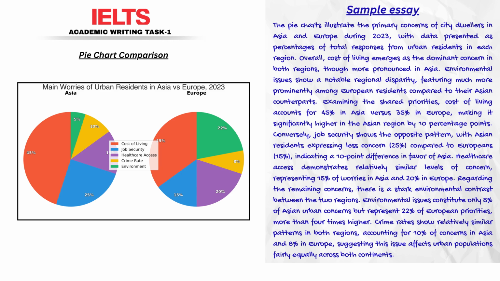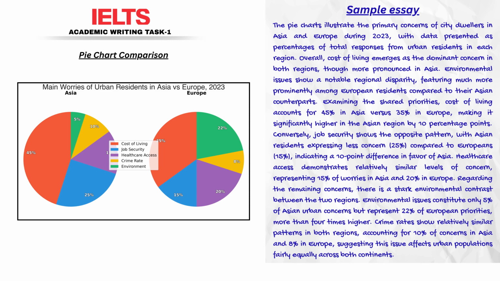Look at the language in paragraph 3. It begins with examining the shared priorities, a wonderful linking phrase. It provides specific figures like cost of living accounts for 45% in Asia versus 35% in Europe, and uses comparative language like significantly higher in Asia. The phrase, conversely, is perfectly used to show the opposite pattern for job security. This is sophisticated comparative writing.